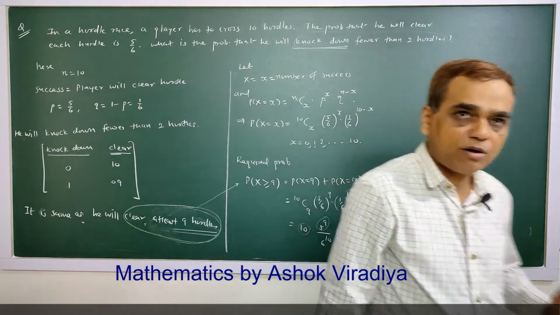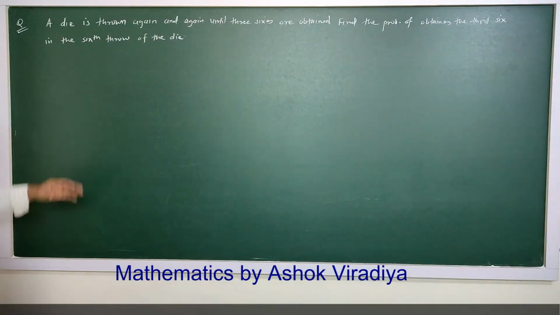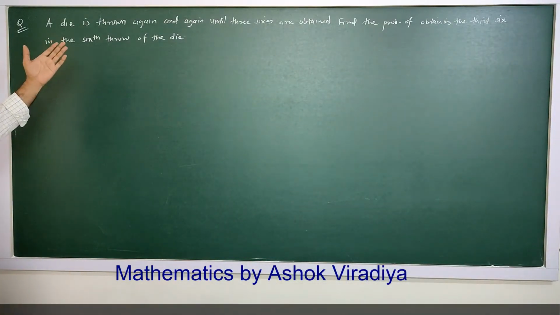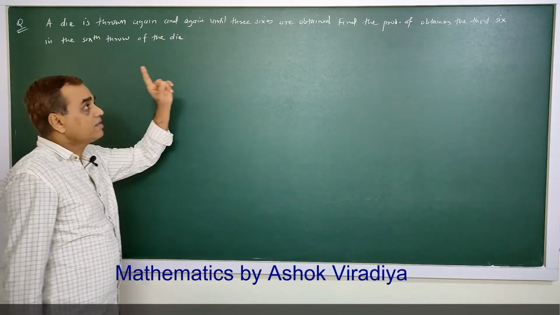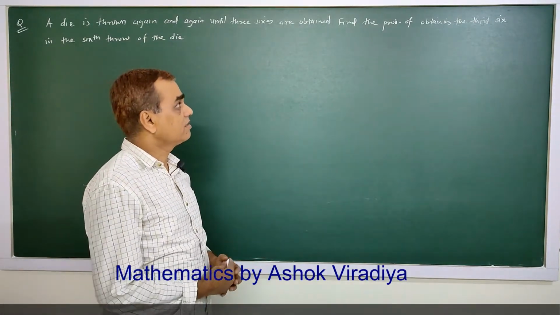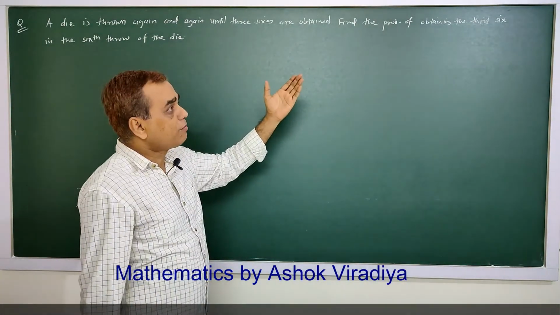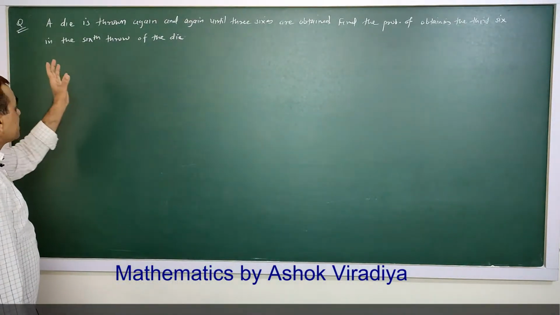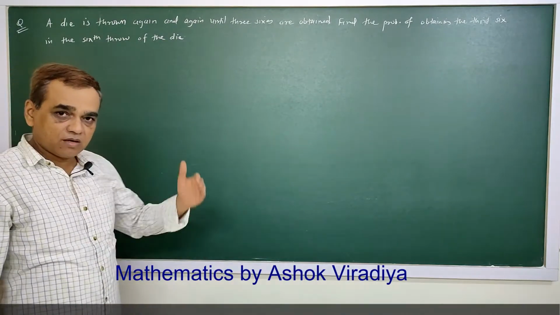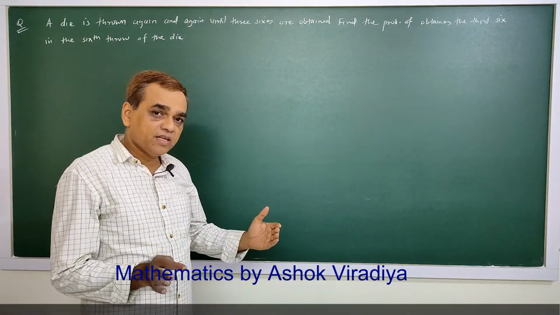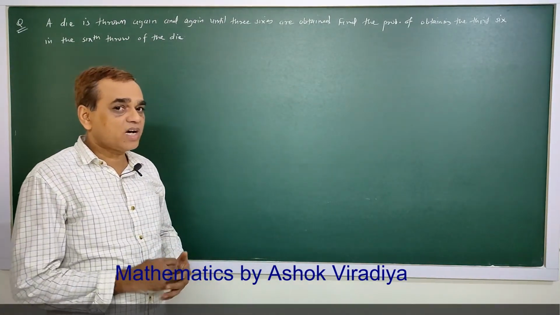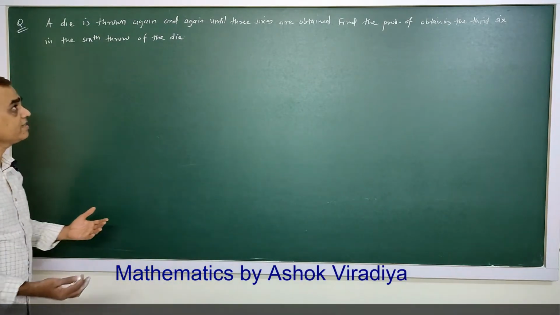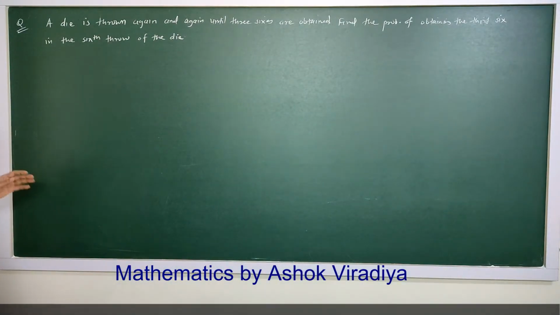It is the required probability. A die is thrown again and again until 3 sixes are obtained. Find the probability of obtaining the third 6 in the 6th throw. Third 6 in the 6th throw. Die is tossed again and again until 3 sixes are obtained.